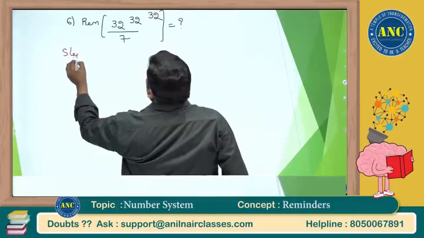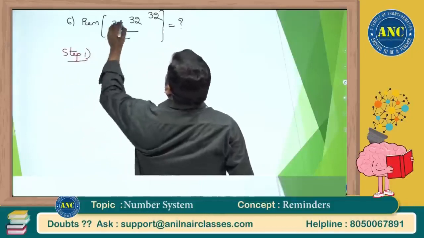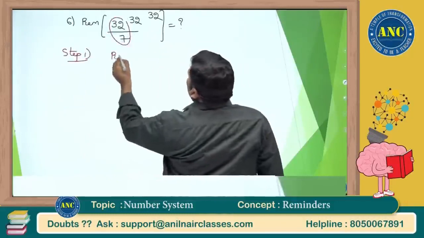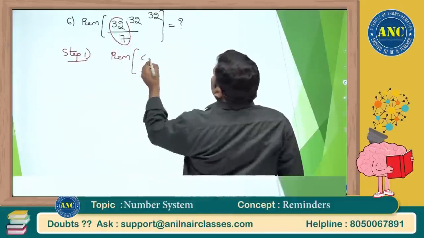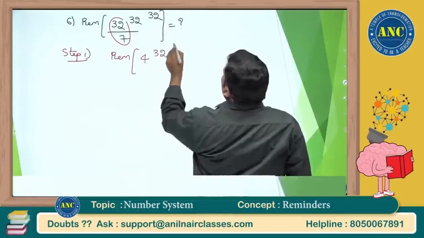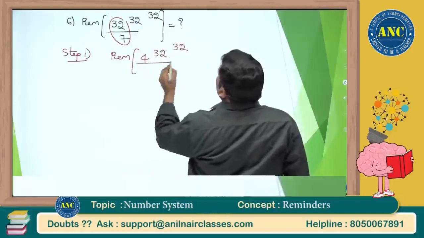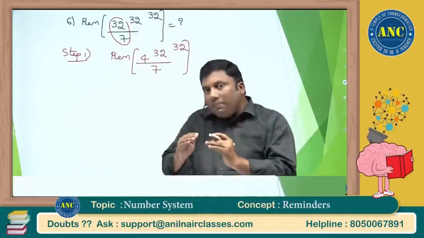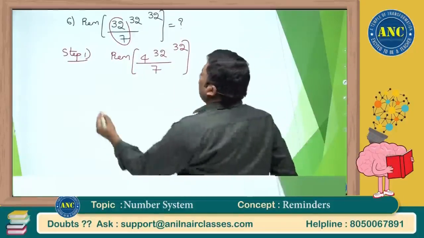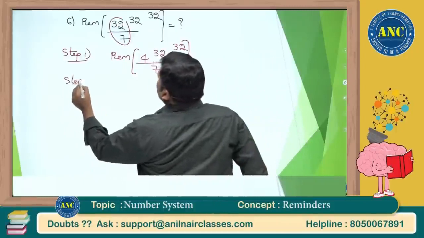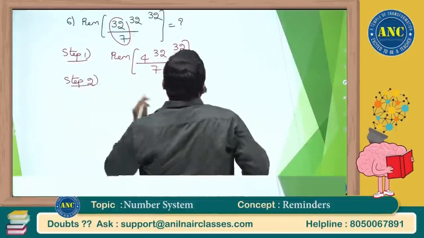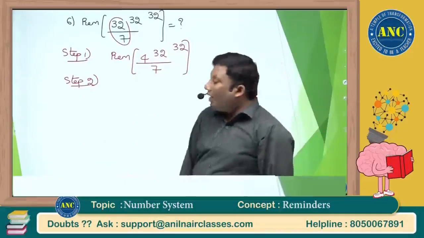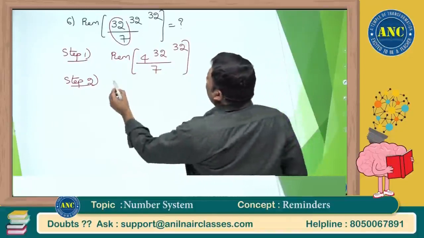Step number 1: if the numerator base is greater than the denominator, first reduce. 7 4s are 28. The remainder is 4. So 4 power 32 power 32 divided by 7. Make the numerator base smaller than the denominator. Step number 2: find out which power of 4, when divided by 7, gives plus 1.